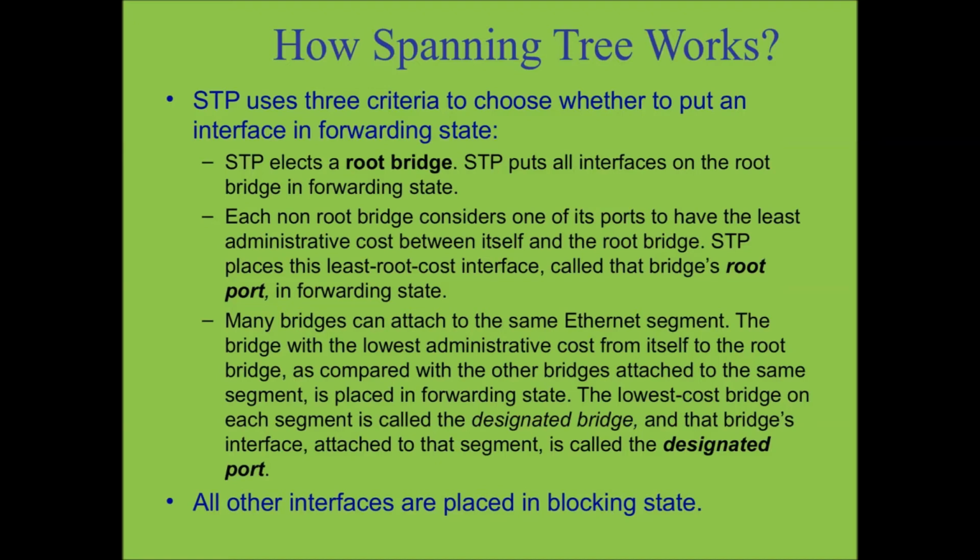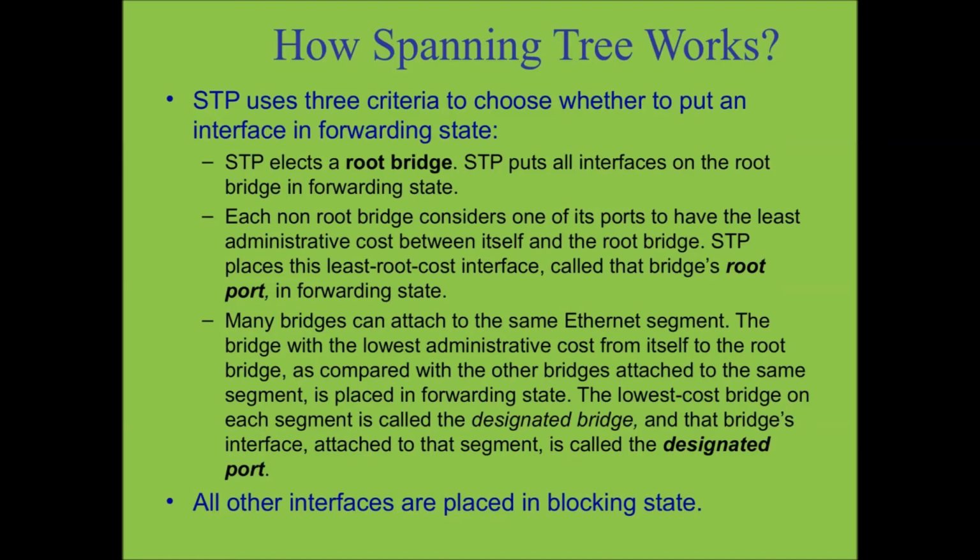So if one bridge is the root bridge, then the other 4 bridges will definitely be non-root bridges. All these non-root bridges have different costs from their link to the root bridge. So the bridge which has the lowest administrative cost will be chosen. Criteria number 3: many bridges can attach to the same Ethernet segment. Let's suppose in our scenario we have 5 bridges. The bridge with the lowest administrative cost from itself to the root bridge, as compared with the other bridges attached to the same segment, is placed in forwarding state.